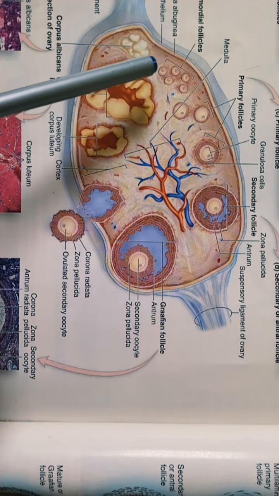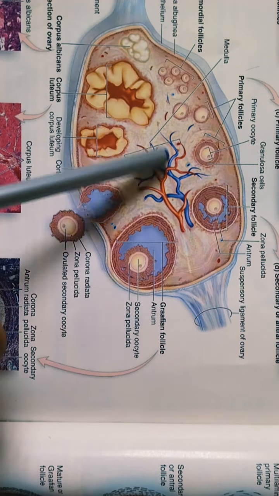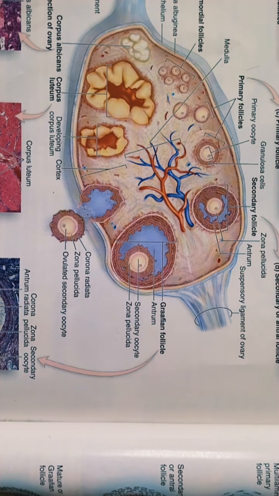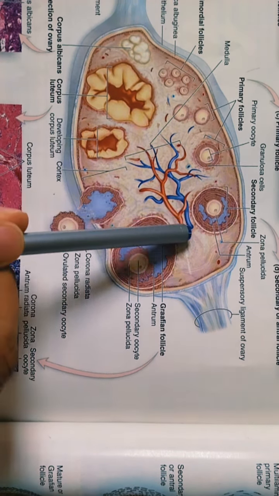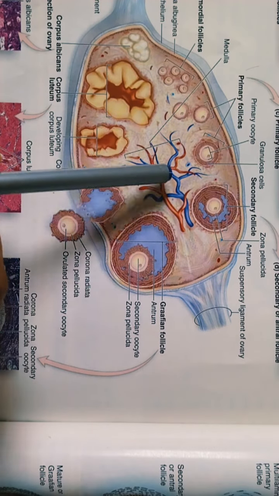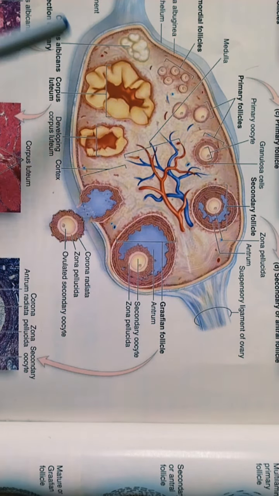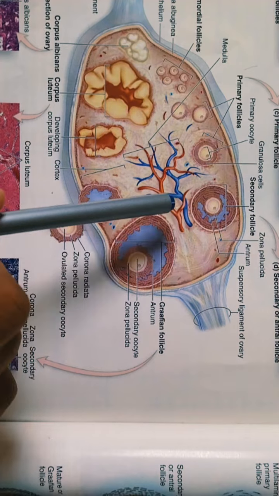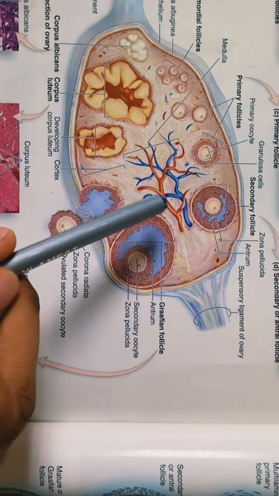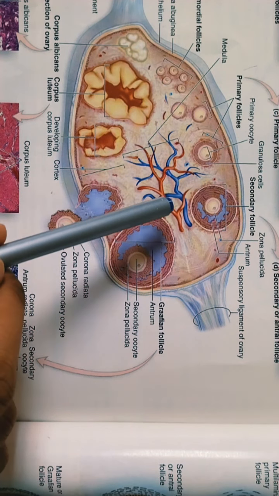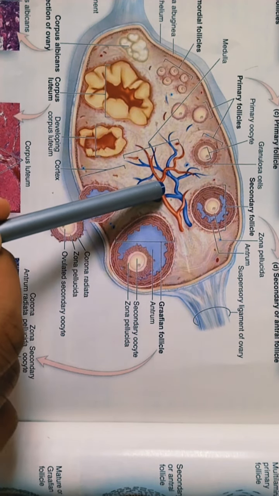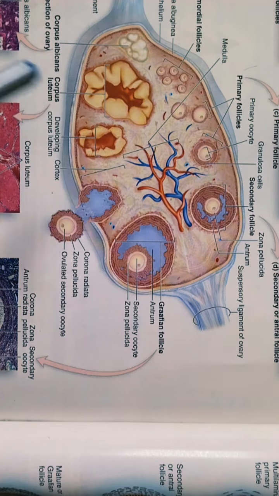And the middle part is called the medullary region. It enters through the hilum, and contains coiled blood vessels, lymphatics and nerves for nutrition. I told you already.